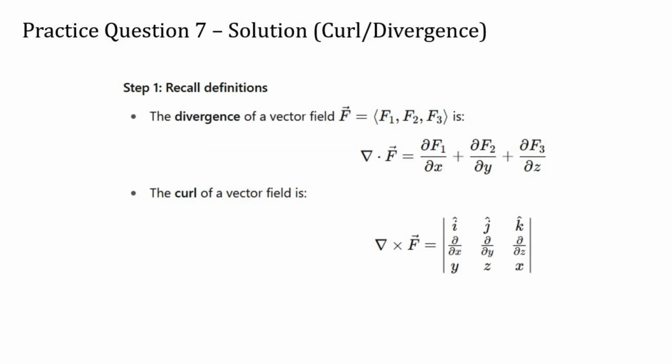To analyze the curl and divergence of the given vector field, we start by recalling the standard definitions from vector calculus. Step 1 reminds us that the divergence of a vector field is calculated by taking the sum of the partial derivatives of each component of the vector with respect to its corresponding variable. The curl, on the other hand, is given by the determinant of a special matrix that involves the del operator and the components of the vector field.